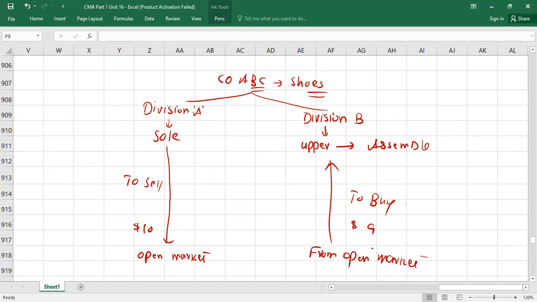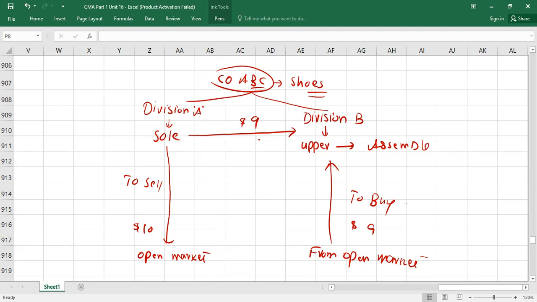Now what is ABC company doing? ABC company is asking both divisions to buy and sell the sole internally rather than to the external market. And now ABC, I'm assuming head office, is asking division A to sell these soles to division B at a price of $9, for example. Actually, this $9 is called the transfer price. How can we define the transfer price?